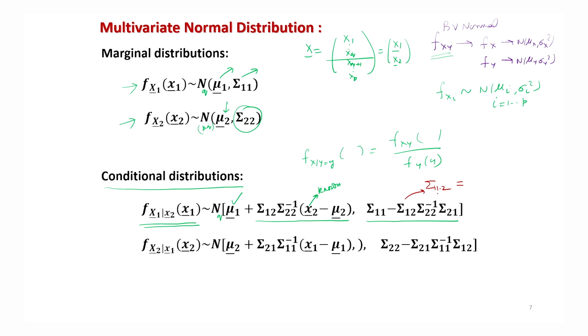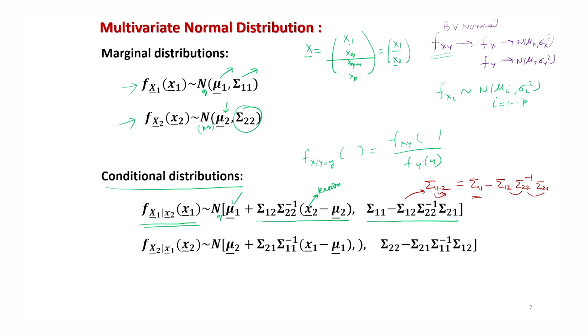Suppose I write sigma 1 1 dot 2. First you write sigma 1 1, then minus, and then sigma 1 2. Because the order has to match with sigma 1 1, there is sigma 2 2 inverse, and then it has to be sigma 2 1, so that the orders match here. So, this is how this symbol is given.